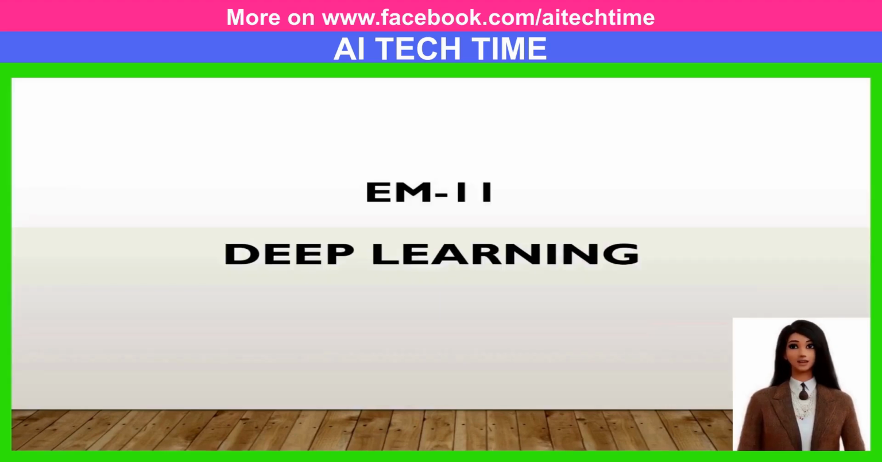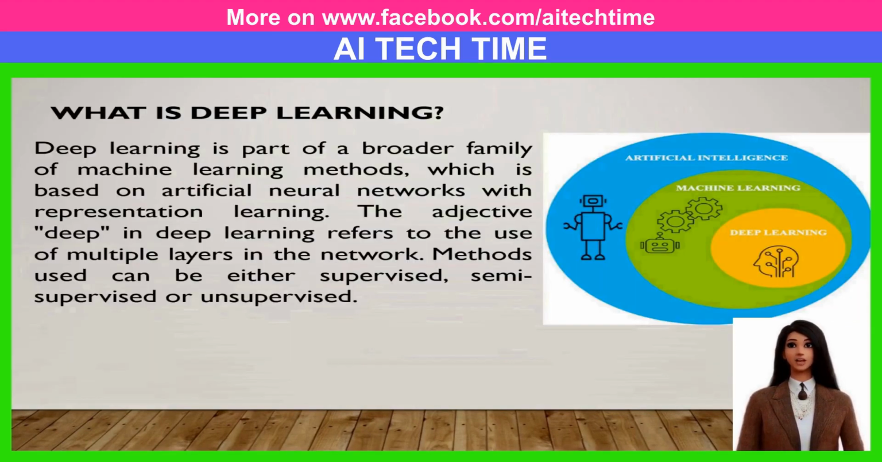Today we will cover deep learning. Let's start. What is deep learning? Deep learning is part of a broader family of machine learning methods, which is based on artificial neural networks with representation learning. The adjective deep in deep learning refers to the use of multiple layers in the network. Methods used can be either supervised, semi-supervised or unsupervised.